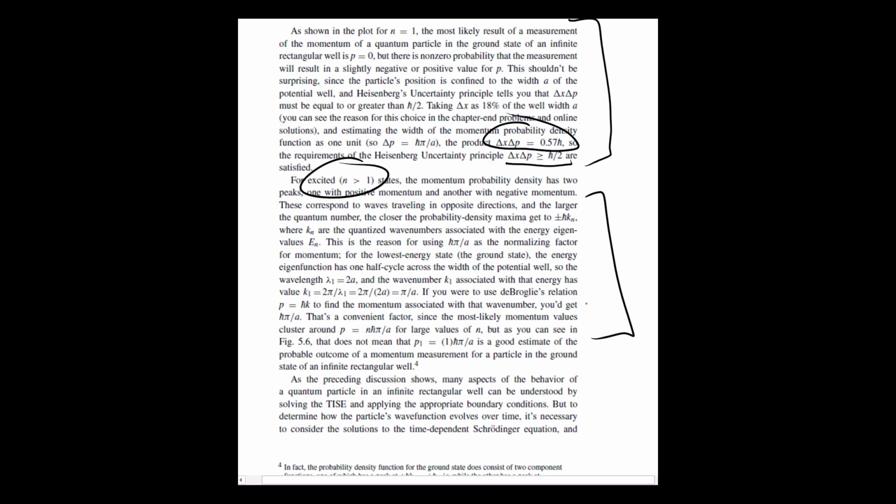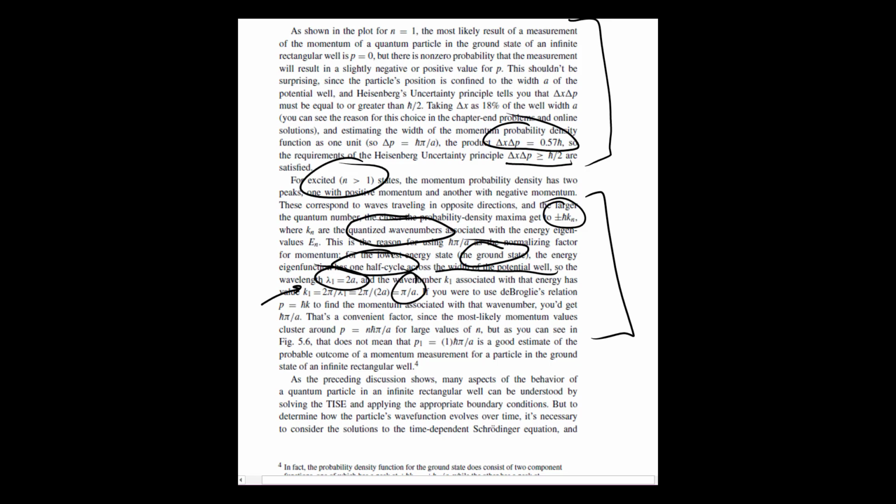Those maxima of probability density are approaching plus or minus h bar k sub n. And what are k sub n? Those are the quantized wave numbers for each energy eigenvalue E sub n. Remember this, in the ground state, the eigenfunction has exactly 1/2 cycle across the width of the well. That means that the wavelength of that state is twice the width of the well, since it's got half a cycle in the well width. A full cycle will take 2a, twice the well width. And when you calculate k, in this case k sub 1, as 2 pi over lambda 1, you get pi over a.